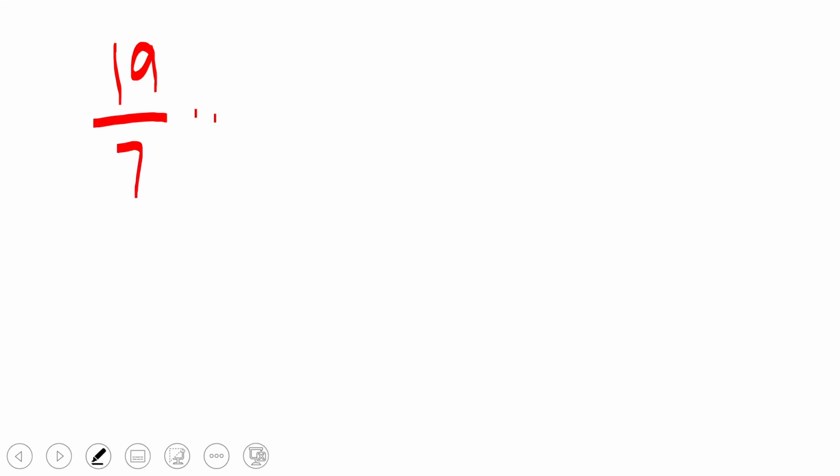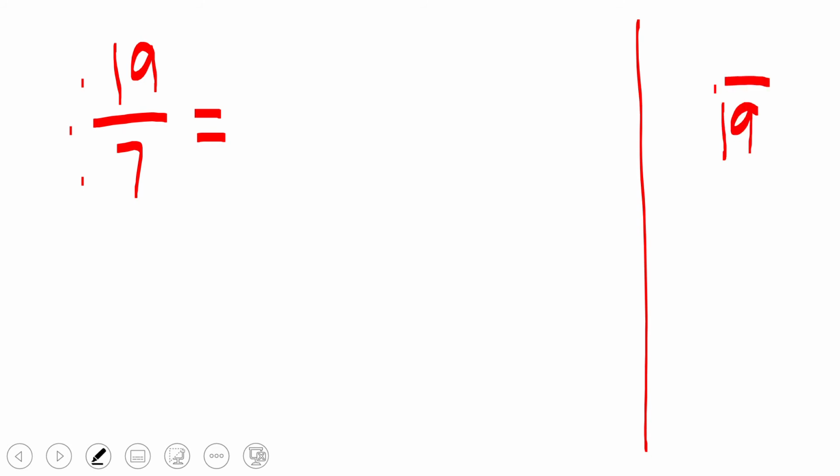If we're asked to rename a fraction that's improper as a mixed number, remember the fraction bar is a division symbol, and so we have 19/7, but we also have 19 divided by 7. So doing some work in the margin, 19 divided by 7. We're going to see how many times 7 fits into 19. Okay, that's 2 times. 2 times 7 is 14. 19 minus 14 is 5 for a remainder.